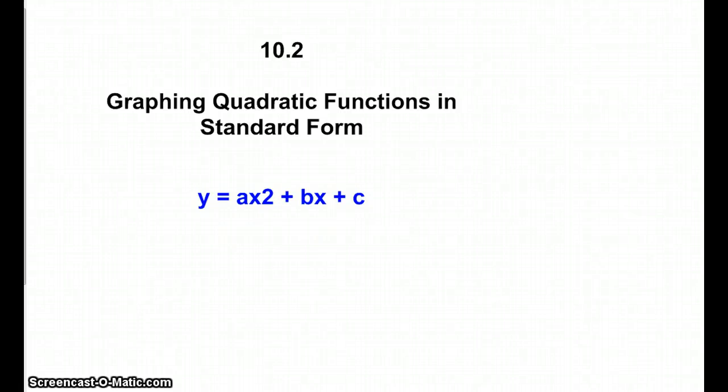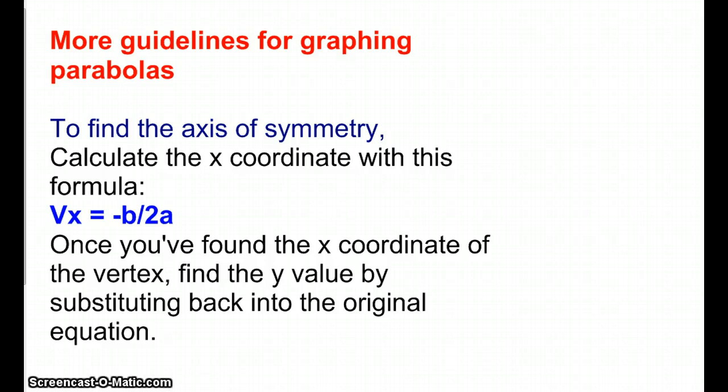This is section 10.2, graphing quadratic functions in standard form. We're moving now to normal quadratic functions where you have an x squared term, a bx, and a c. To find the axis of symmetry when graphing, you have to calculate the x-coordinate of the vertex, and you do it with this formula. The x-coordinate of the vertex equals negative b over 2a, where b is the coefficient of the x term, and a is the coefficient of the x squared term.